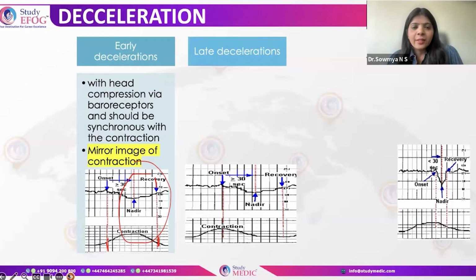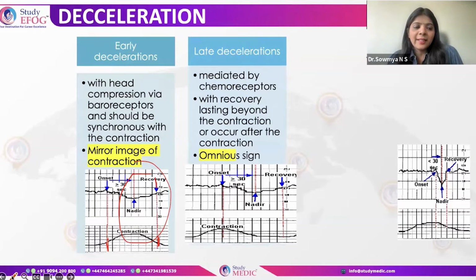Late decelerations. The characteristic of the late deceleration is generally at the peak of the contraction, the dip starts, and once the contraction is over, the nadir will be coinciding with that. And way after the contraction is over, the recovery starts.